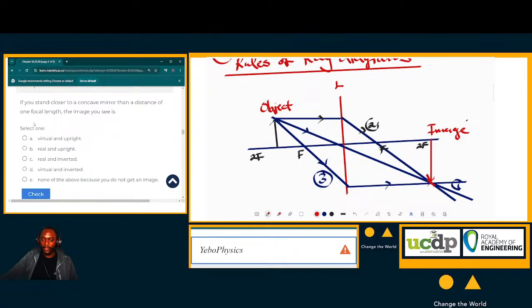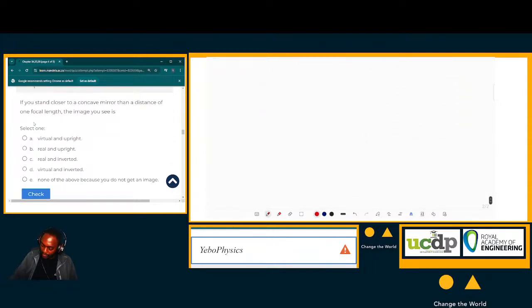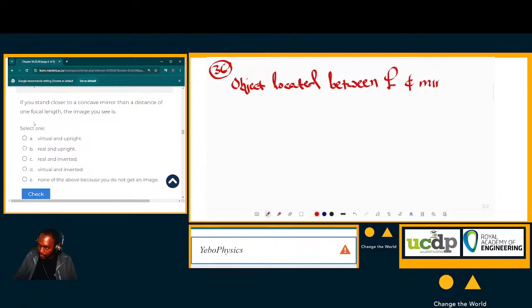So that was the first question. Question 36 reads: if you stand closer to a concave mirror than a distance of 1 focal length, the image you see is... So the object is located between F and the mirror, an object distance less than F.